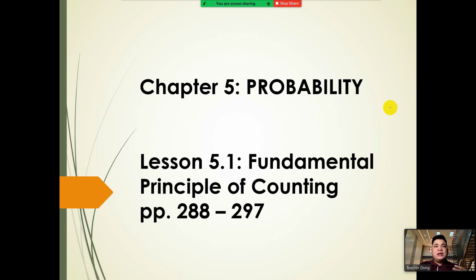So in this lesson, we're going to talk about chapter 5 on probability. And under probability, we're going to have the first topic, which is the fundamental principle of counting. For my students, it's from page 280 to 297 of your books.